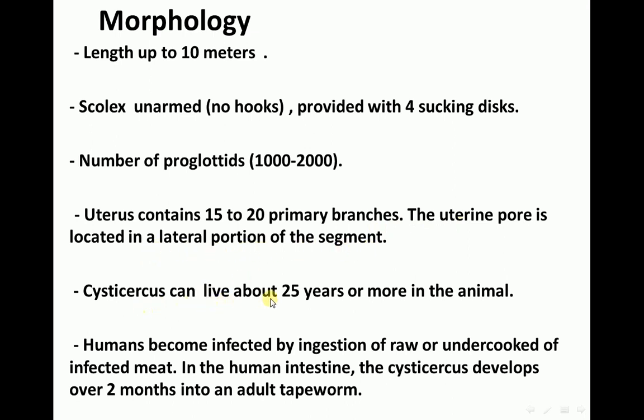Cysticercus can live about 25 years or more in the animal. Humans become infected by ingestion of raw or undercooked infected beef. In the human intestine, cysticercus develops over 2 months into an adult tapeworm.